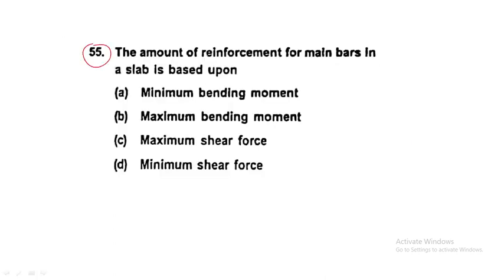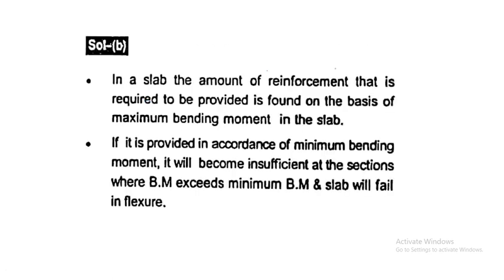Next question. The amount of reinforcement for main bars in a slab is based upon what? Maximum bending moment. Always remember it is the maximum bending moment. The reinforcement required in the slab is provided on the basis of maximum bending moment. If we took the minimum bending moment, it would become insufficient at the sections where bending moment exceeds it, and the slab would fail in flexure. So we will take maximum bending moment only, not the minimum one.